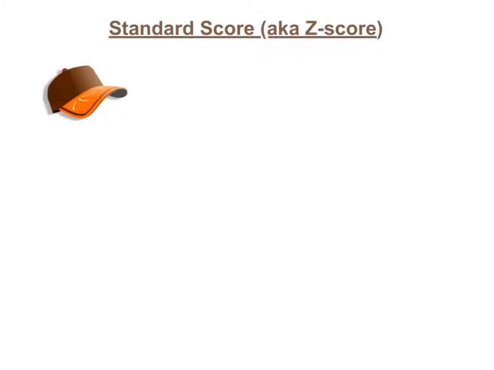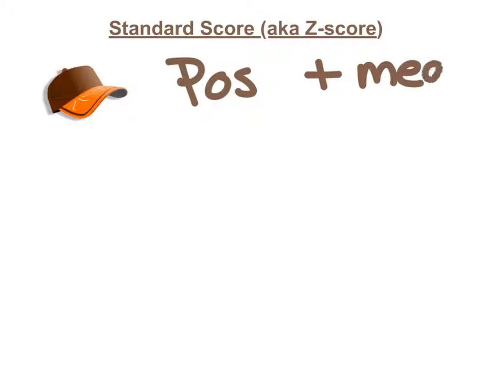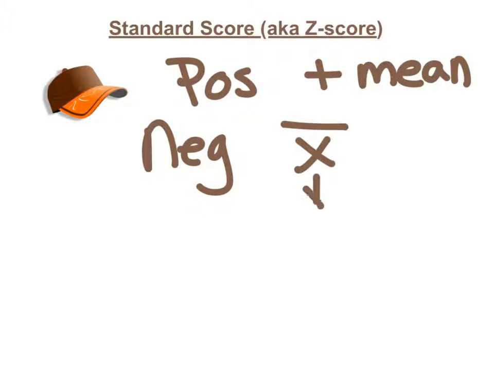All right, so let's just recap that quick. You have a z-score, also known as a standard score. If it is positive, you are above the mean. So positive means the value is above the mean, so plus mean. And if it is negative, that means you are below the mean. So you are down here if it is negative. So that's important to know.